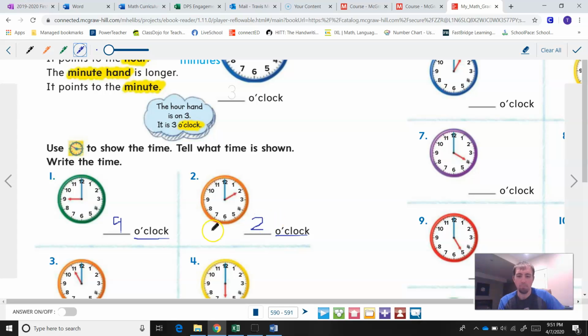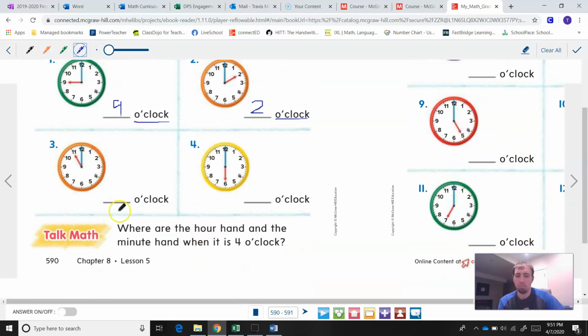Not bad, not bad. So let's look at number 3. So when I go down to number 3, again, what do I start with? That's right, I start with the hour hand, the short hand. So I look, my short hand's pointing to the 11. My minute hand is pointing to the 12. So it is o'clock. So I know it is 11 o'clock.